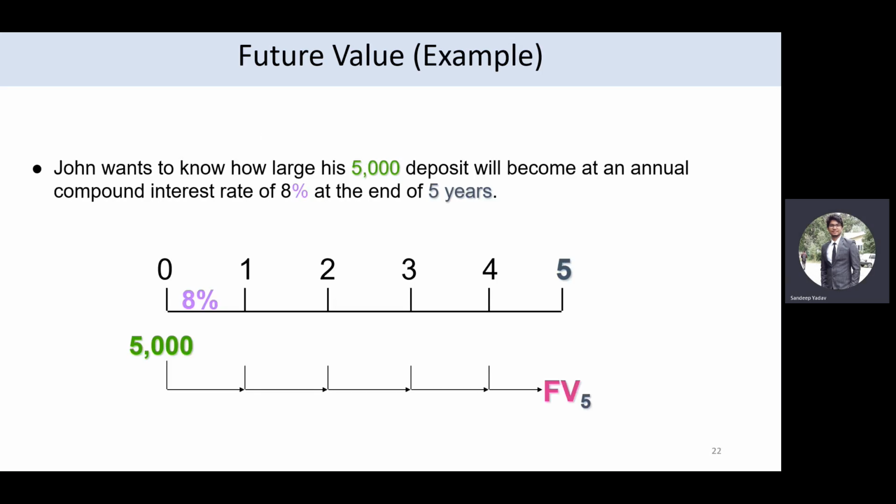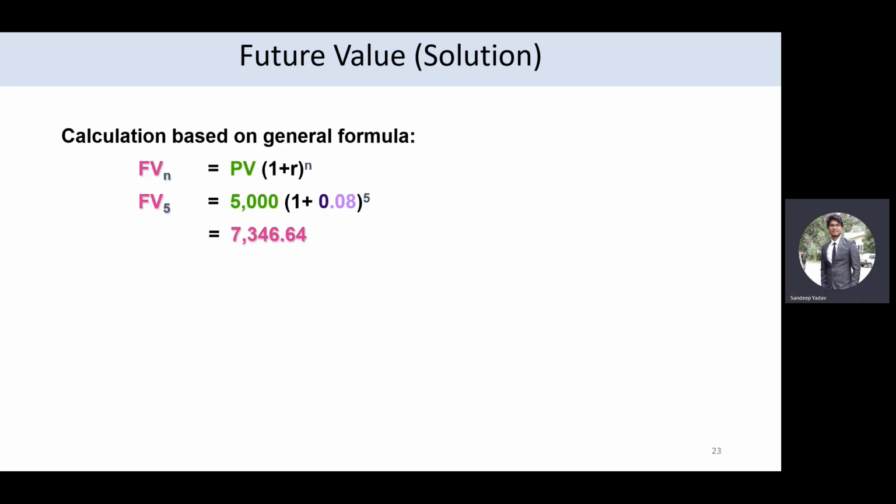Now let's see an example. John wants to know how large his 5,000 deposit will become at an annual compound interest rate of 8% at year 5. So at year 0, John has 5,000 rupees, and it earns interest of 8% per annum. Now we have to calculate how much he will have after 5 years. Similarly, with the formula, we can calculate this, and that will be 7,346 rupees at the interest rate of 8% after 5 years.